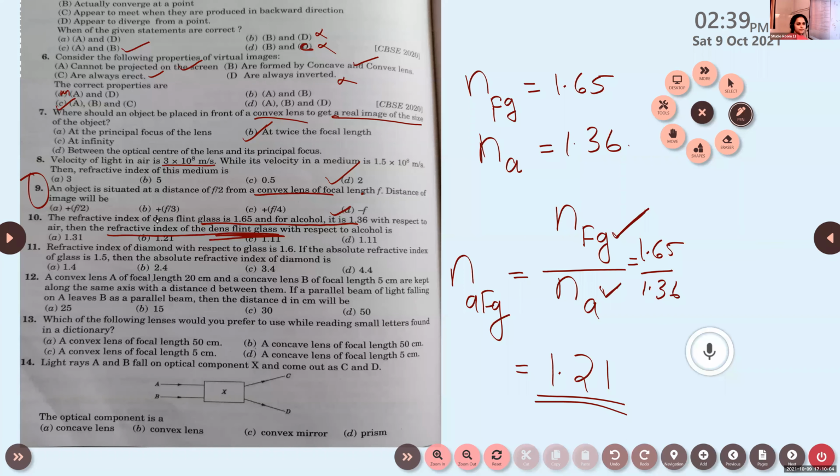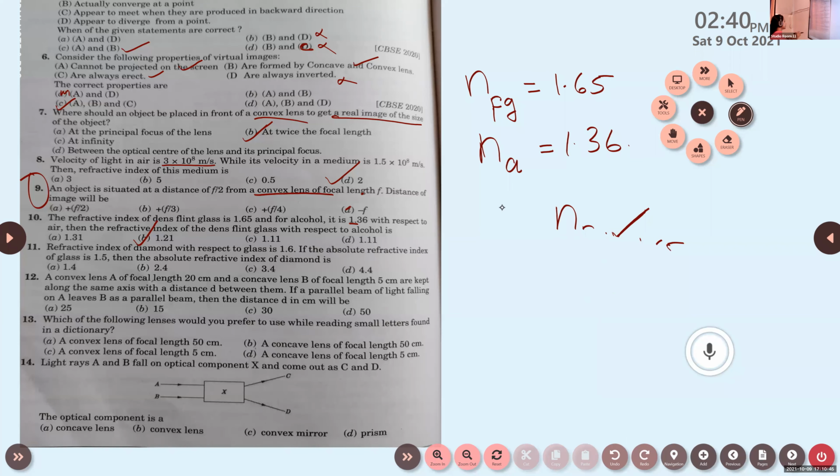What about the SI unit? Aditya, what is the SI unit here? Unmute and say. Karthik. SI unit of the refractive index of flint glass with respect to alcohol. Ma'am, no unit, because it is refractive index. Refractive index has no unit. Okay. So the next question, question number 11.